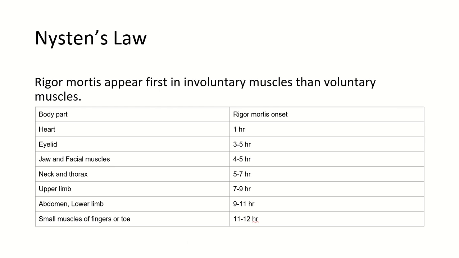Now Nysten's law for rigor mortis onset. Rigor mortis will appear first in the involuntary muscles and then in the voluntary muscles. Involuntary muscles are not controlled by us, voluntary are controlled by us. So, for body parts: heart, rigor mortis onset would be within 1 hour, eyelid 3 to 5 hours, jaw and facial muscles 4 to 5 hours, neck and thorax 5 to 7, upper limb 7 to 9, abdomen and lower limb 9 to 11, small muscles of finger or toe 11 to 12.